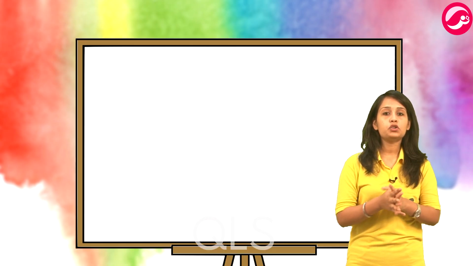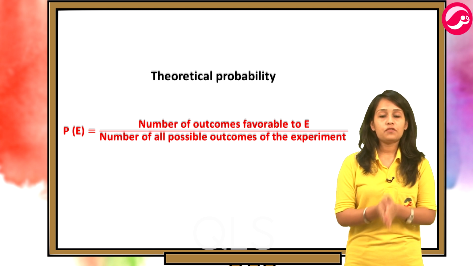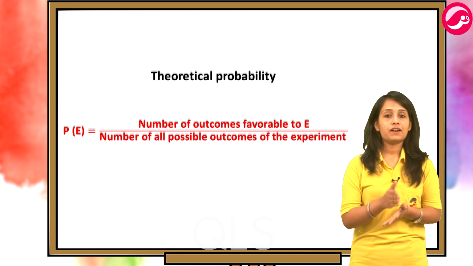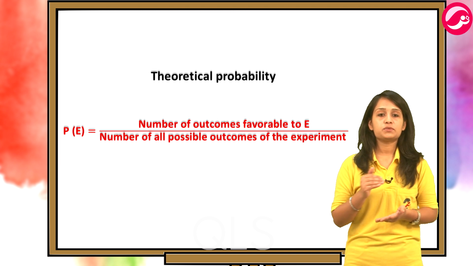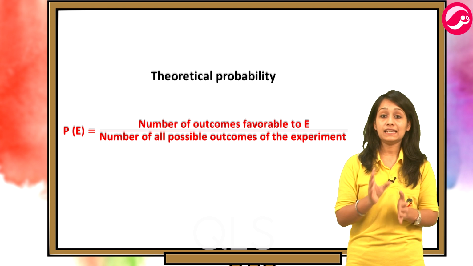First of all, I want you to recall that the theoretical probability of the occurrence of an event is P(E) equal to the number of outcomes favorable to E divided by the number of all possible outcomes of the experiment, where we assume that the outcomes of the experiment are equally likely. Now let us proceed towards solving some problems based on this formula.